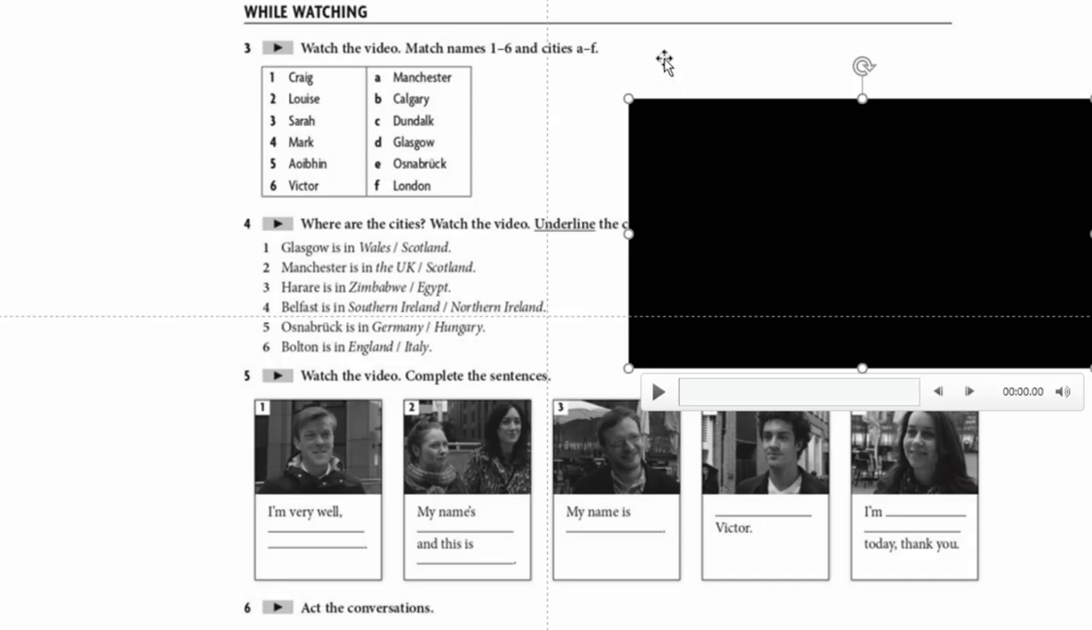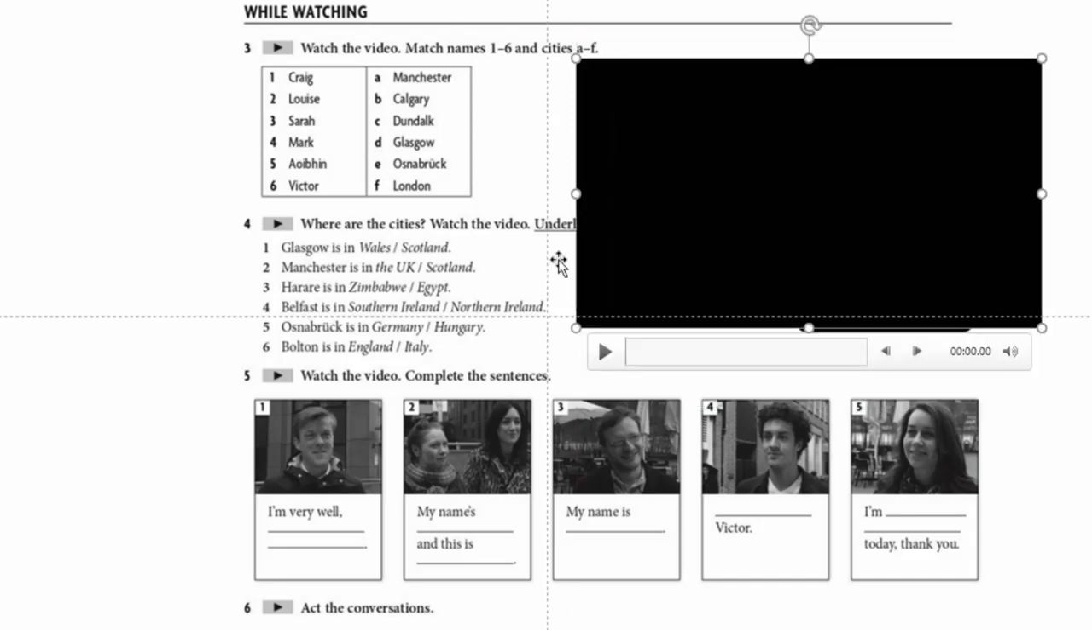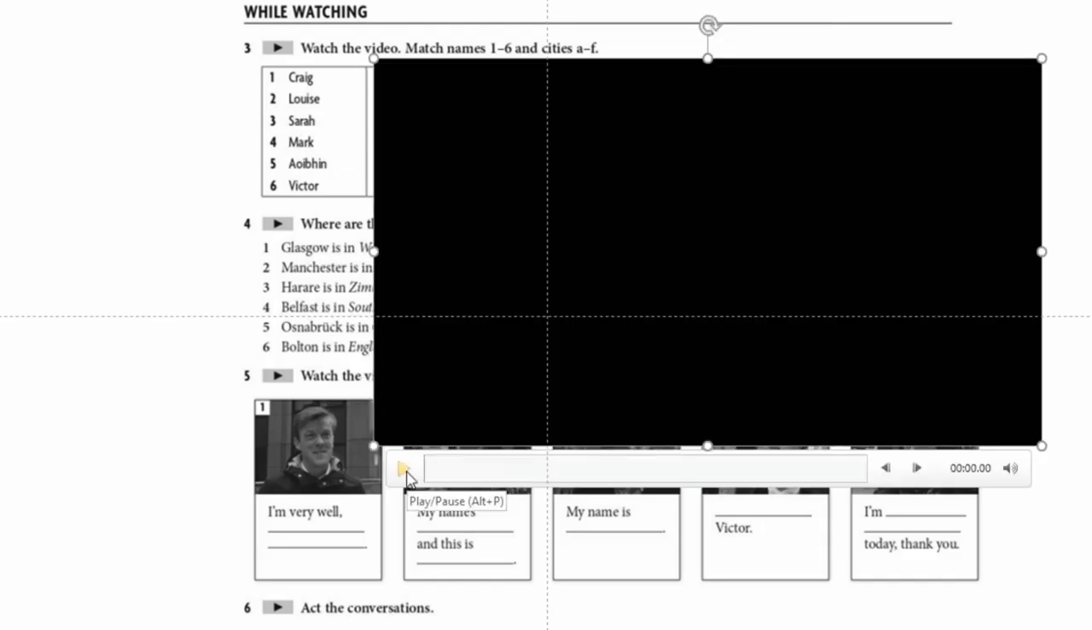Primero hay que ver todo el video, ¿sí? Todo el video. Luego podemos hacer el match, de dónde es quién, ¿ok? Es la idea. Vamos a mirar el video.